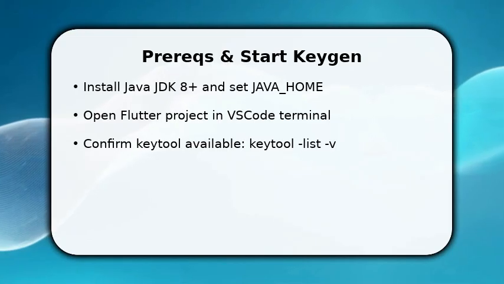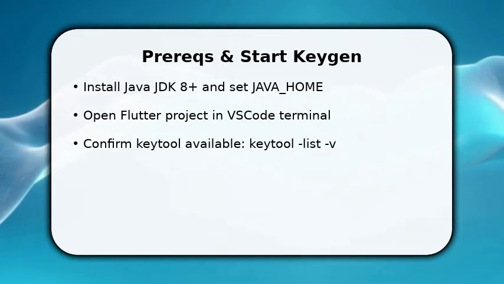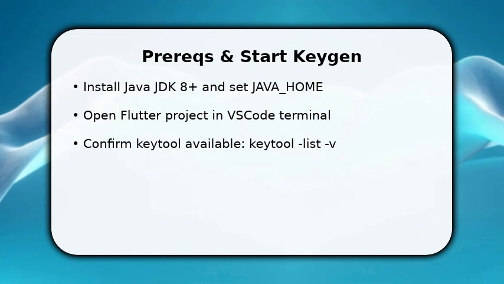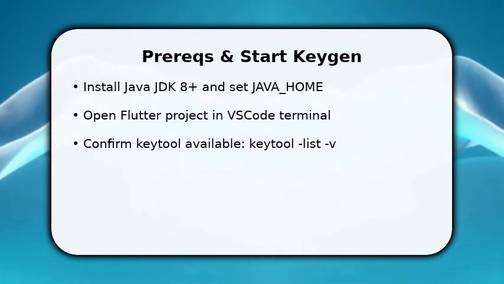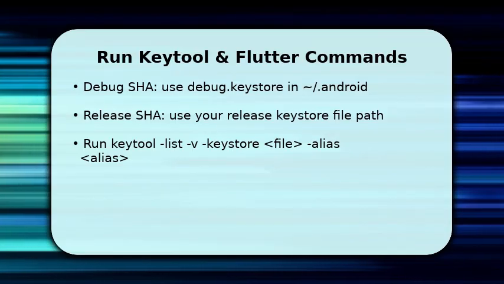Next, decide which SHA you need, debug or release. For debug, use the debug keystore path. For release, point to your release keystore. Now run the keytool command with the correct alias and storepass. Once you have the correct keystore file, execute keytool -list -v -keystore path -alias to display SHA1 and SHA256.